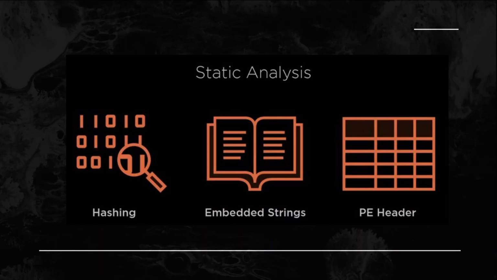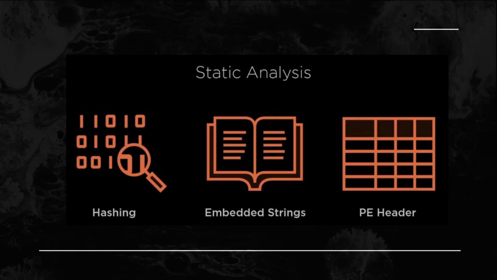Hashing generates a unique fingerprint or a hash of a file. This fingerprint can be used to identify a known malware by comparing it against a database of known hashes. If a file hash matches a known malware hash, it's likely that the file is malicious. Hashes are also useful in verifying the integrity of files.